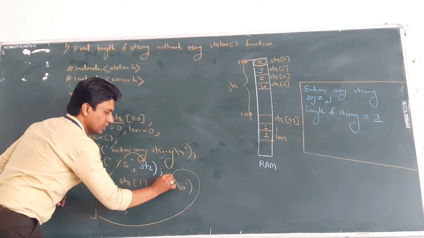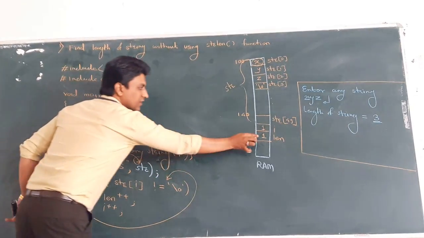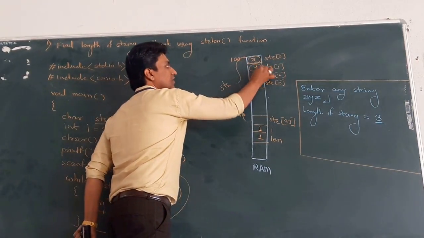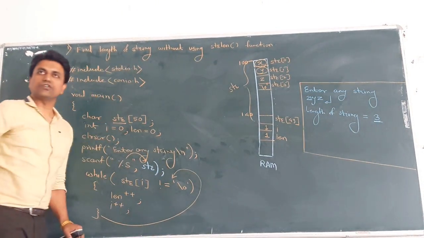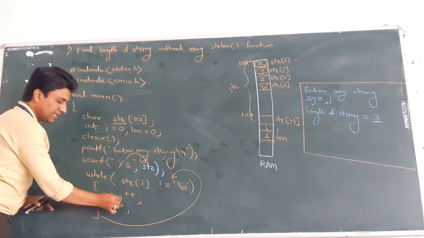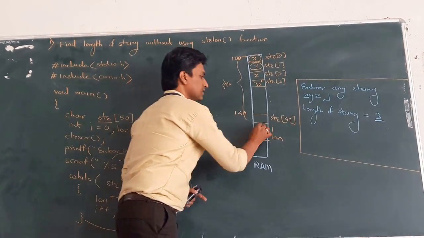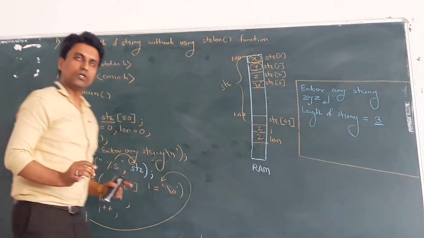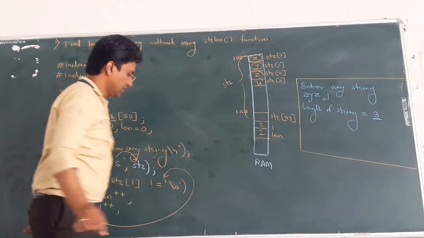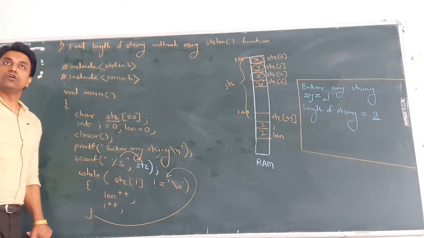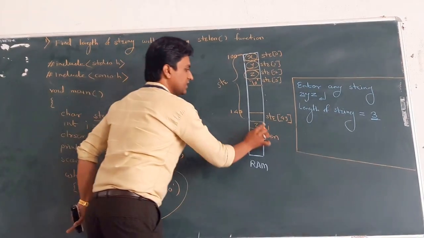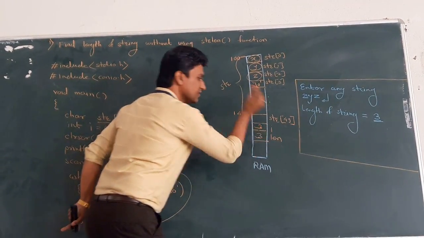So the loop continues. So str of i, what is the current value of i? 1. So str of 1, what is the character at str of 1? y. So y not equal to \0. Condition true means entry to the while loop. Then length plus plus and i plus plus, means i becomes 2, length becomes 2. Again the loop continues. str of 2, what is the str of 2? z. So z not equal to \0. Condition true. Again entry to the while loop. Length plus plus, i plus plus. So length becomes 3, i becomes 3.